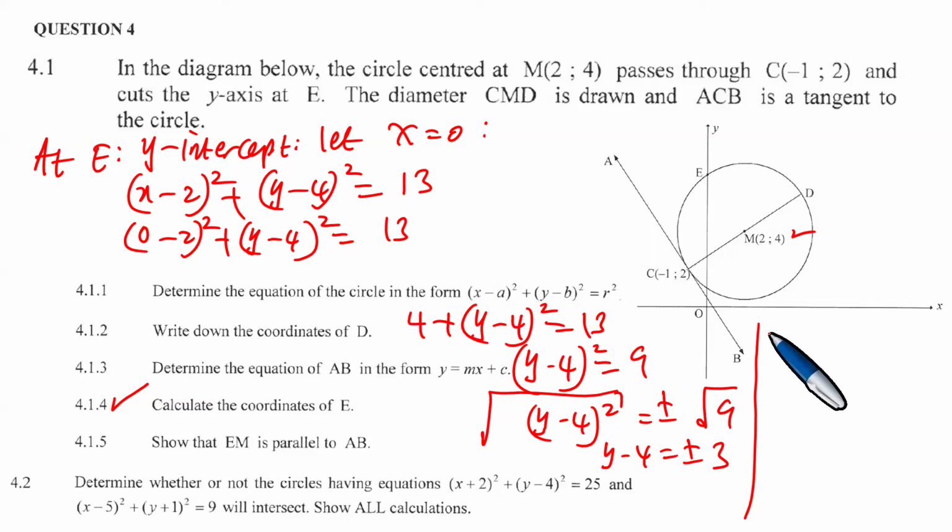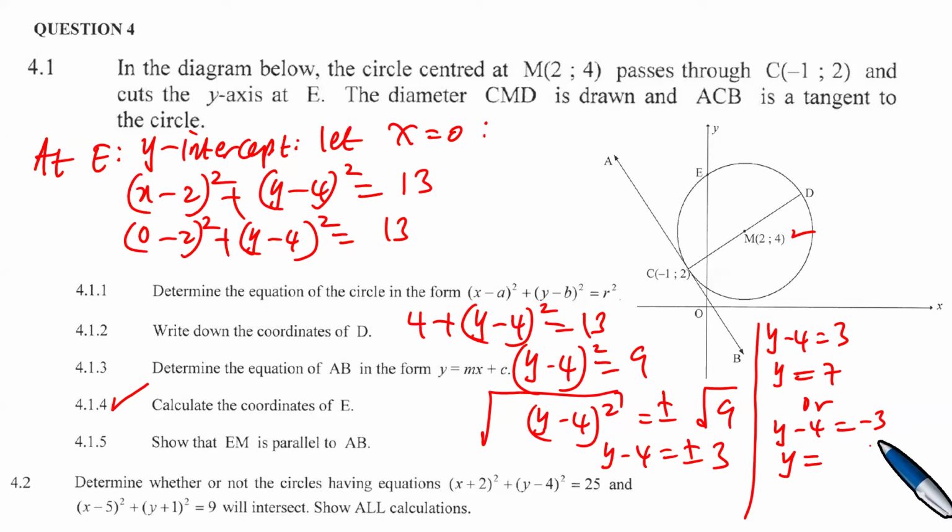Which means, therefore, at this point, you have y minus 4 equals 3, which means y equals 7 if you bring the minus 4 to the other side. So you're taking the plus 3 here, or you take y minus 4 equals minus 3, and you transpose the negative 4, making it a plus 4, and 4 minus 3 gives us a 1. So now it means, therefore, this circle here is going to cut the y-axis at 2 possible values of y.